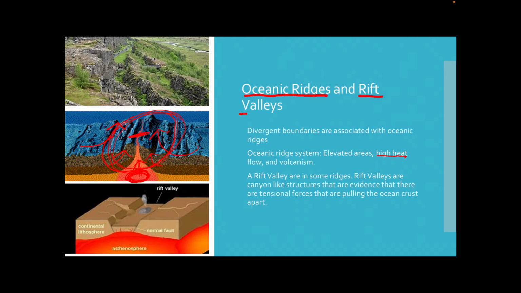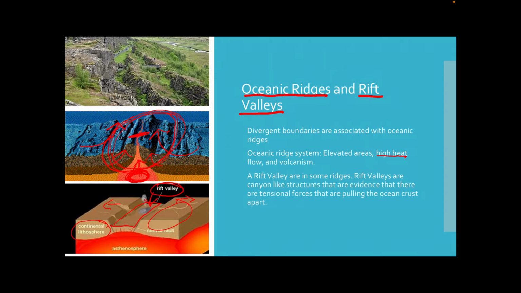Next, we're going to talk about rift valleys. So, as we can see from this image on the bottom, this is the Rift Valley in the center of this continental lithosphere, and this is also continental lithosphere. So what happens is the divergent plates push these continental lithospheres out, which causes the sinking in the middle, which is what the Rift Valley is. So Rift Valleys are in some ridges, and they are a canyon-like structure that are evidence that there are tensional forces that are pulling the oceanic crust apart.